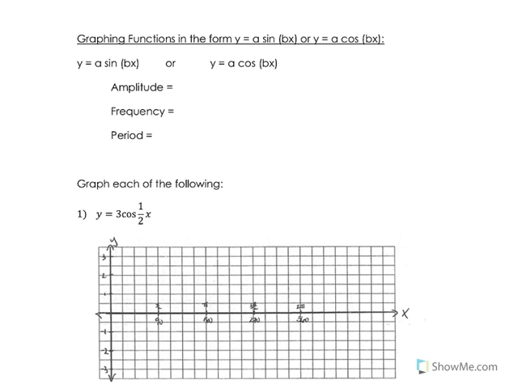Okay, so now we're going to take a look at graphing functions where it's a sine of bx or a cosine of bx. So it's going to have some vertical and some horizontal stretching or shrinking, but we're not going to actually shift anything until we get to class. So the amplitude is going to be how high or low it stretches, and that's equal to the value of a.